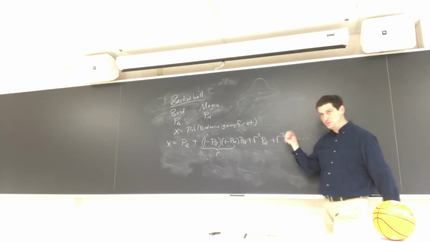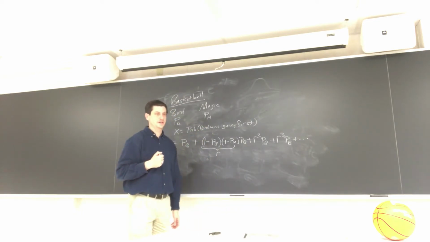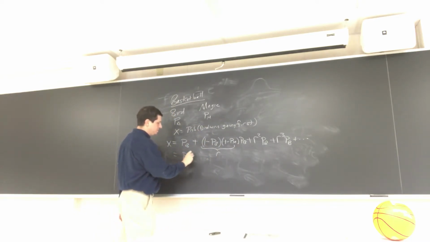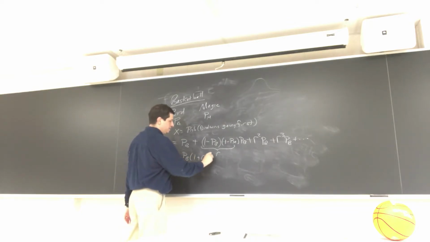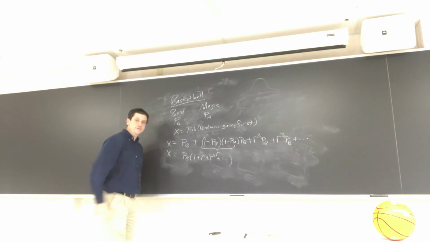It should, because there should be a probability that Bird wins, and these terms are fortunately decaying fast enough. What you notice is that this is a geometric series. I can pull out the P sub B, and it's 1 plus R plus R squared and so on. If we knew the geometric series formula, we would now be done.